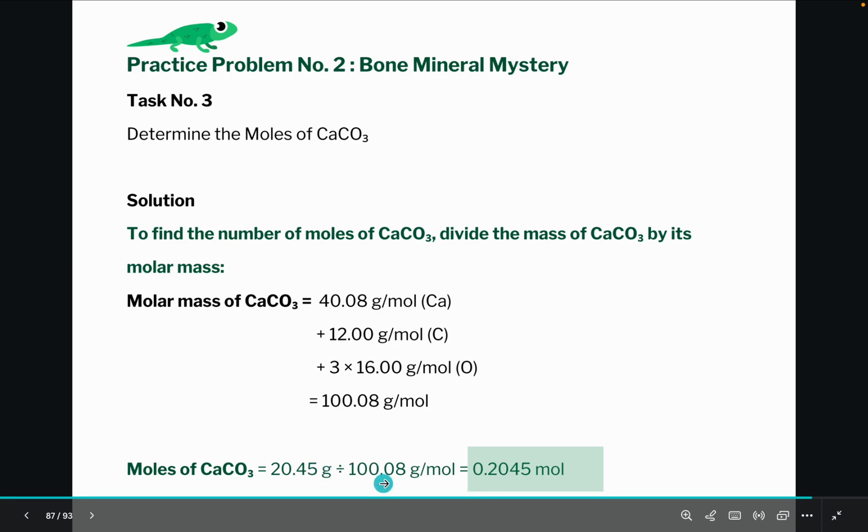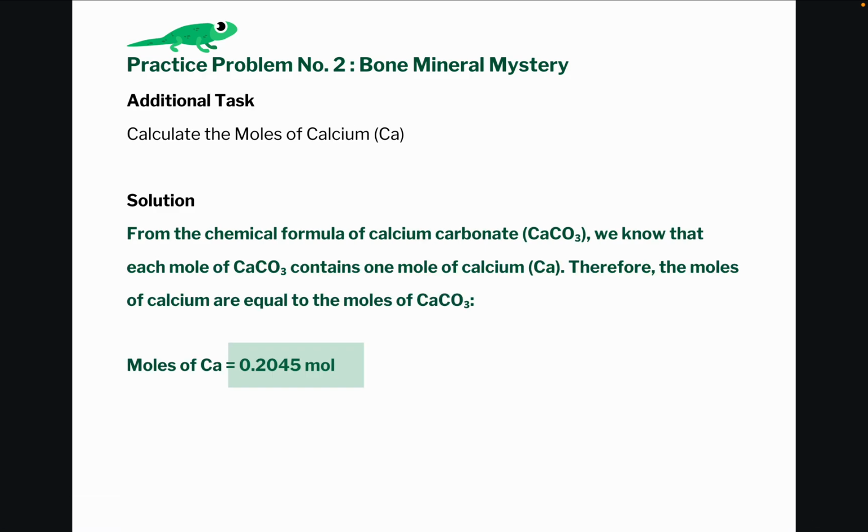grams, divided by the molar mass of 100.08 grams per mole to obtain 0.2045 mole of our calcium carbonate. So that's your moles of calcium carbonate.